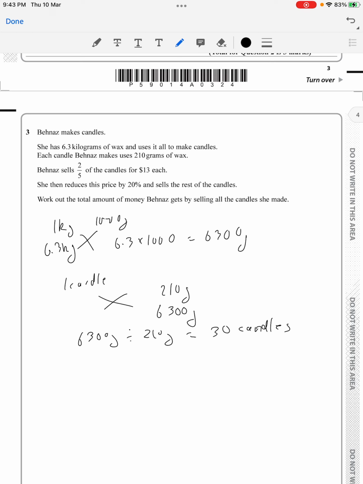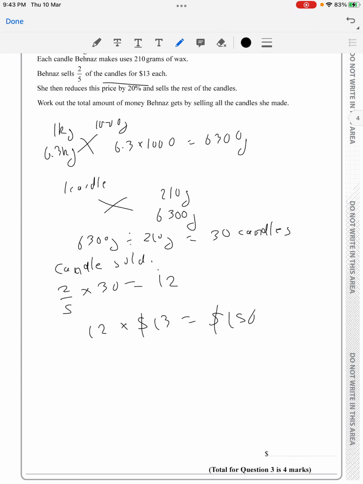Now we need to find out the amount of money the candles make when you sell them. So the candles sold: about 2/5 of the candles for $13 each. So she sells only 2/5 of the candles. Type it down in the calculator. 2/5 of 30 is about 12. So she sells only 12. Since one candle costs about $13, 12 candles multiplied by $13 should give you 156 in revenue. So that's how much she makes.